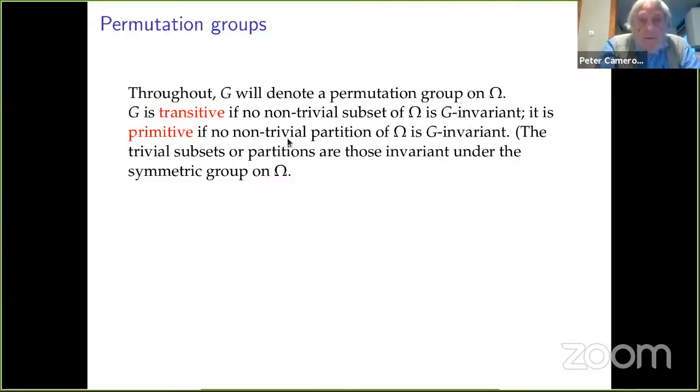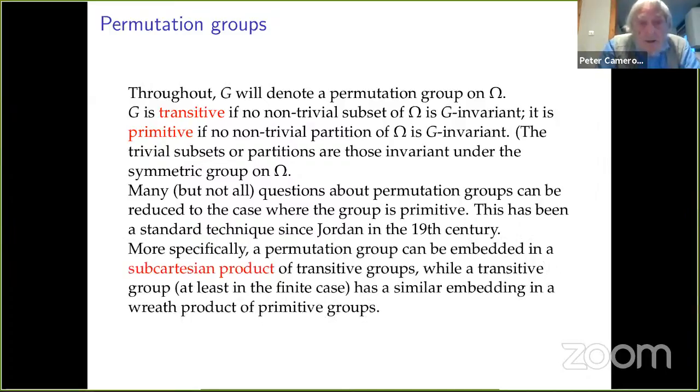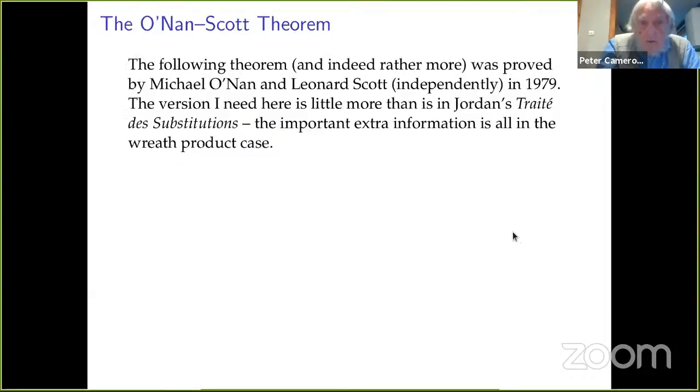And a group is primitive if there is no non-trivial partition of omega that is invariant. So it doesn't preserve a partition. An imprimitive group would be allowed to map the parts of the partition among themselves, but a primitive group will always contain an element which will destroy the partition. And it's been known for a long time, since the 19th century, that many questions about permutation groups can be reduced to questions about primitive groups. And so we have made enormous strides in understanding permutation groups using this kind of technique. I won't bother to go through the reductions that we use to do that, but we really need to know about primitive permutation groups.